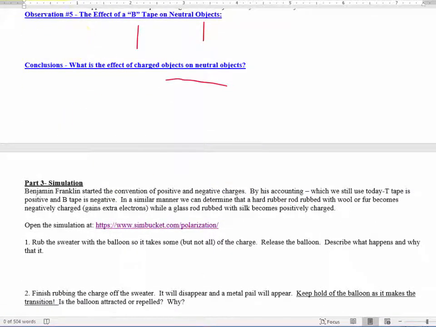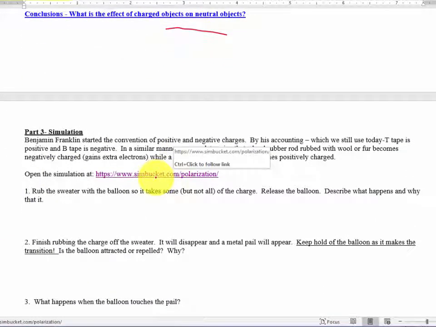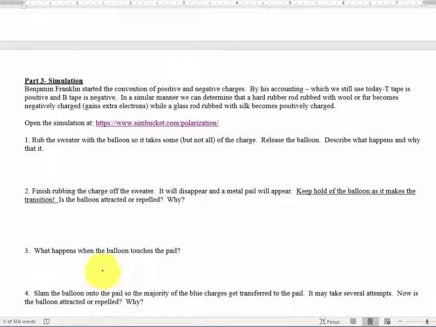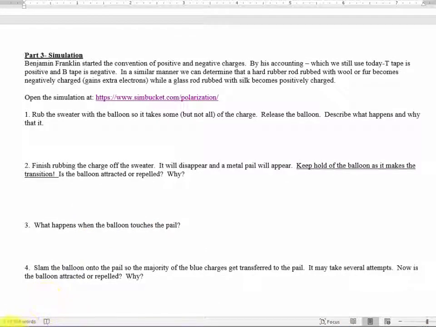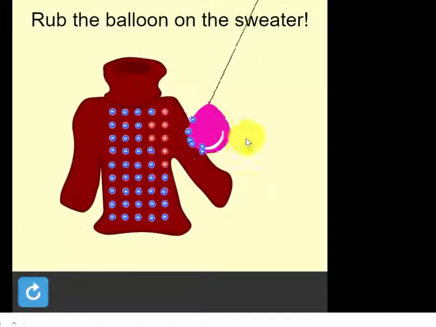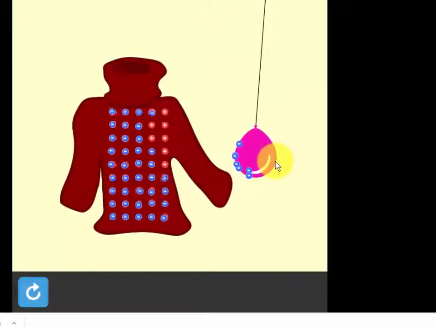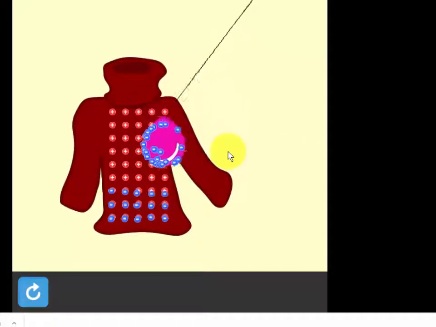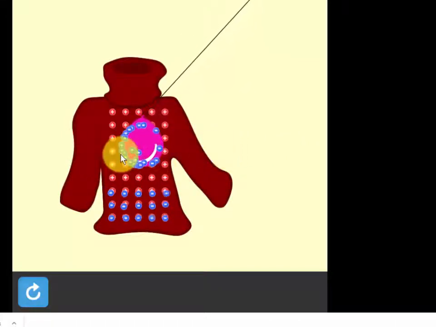Then you're going to open up this simulation right here. This simulation is going to have a sweater and a balloon, and you're going to rub the sweater on the balloon and observe that it takes up some of the charge of the sweater, and you're going to mess around with the charge a little bit. So I'll show you what the simulation looks like. It is relatively straightforward. So you're going to take this and say, aha, what's happening? And it appears to be attracted, and I'm not going to do the rest of the lab for you, but it's pretty straightforward.